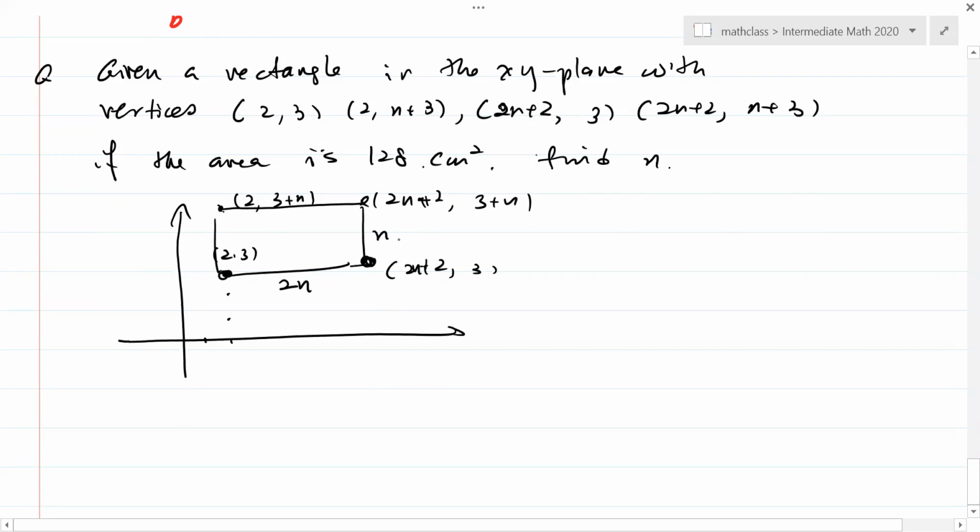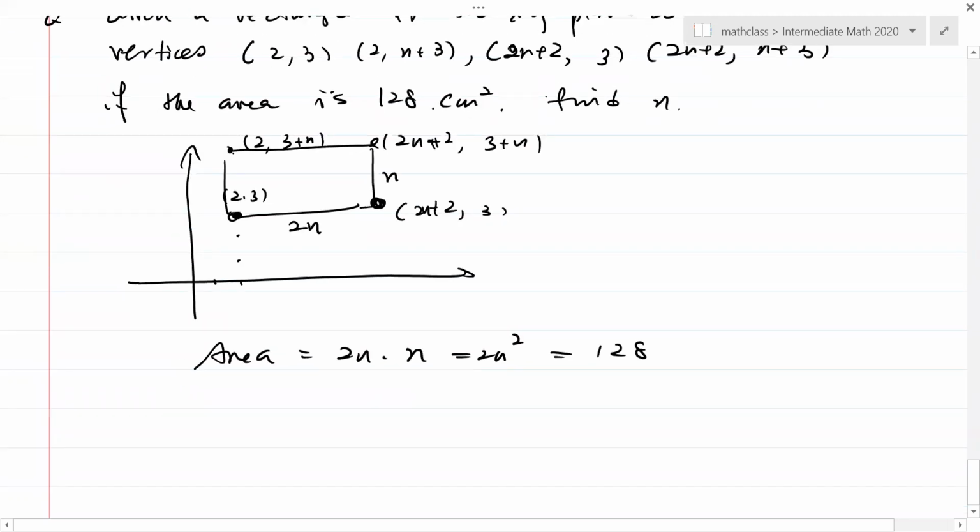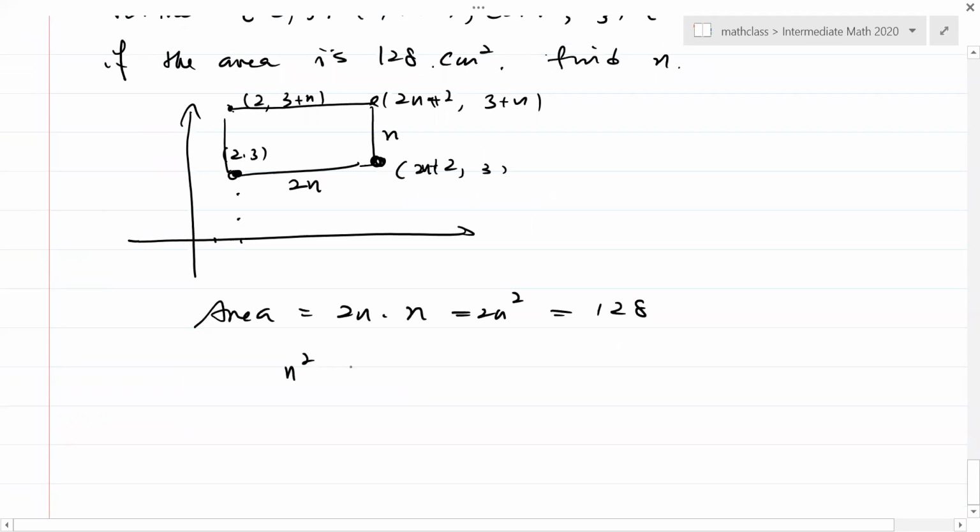We know the area of this rectangle. The area is going to be 2n times n, which is 2n squared. That is given as 128. So n squared equals 128 divided by 2, which is 64. So n is going to be 8.